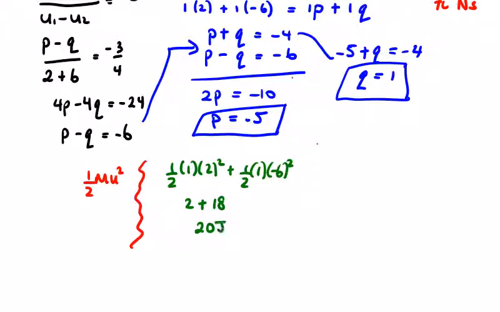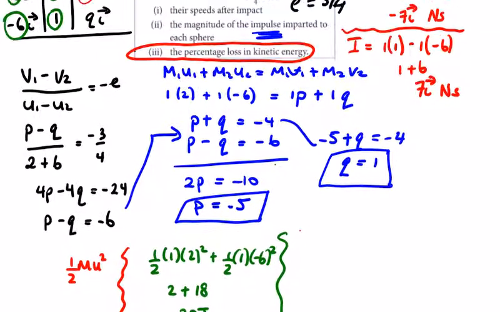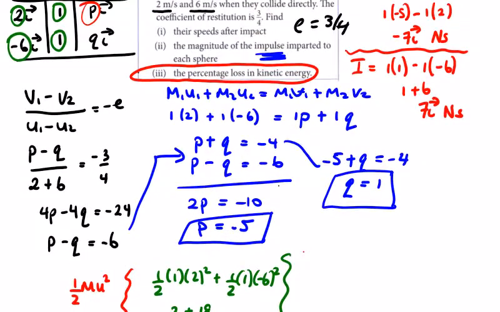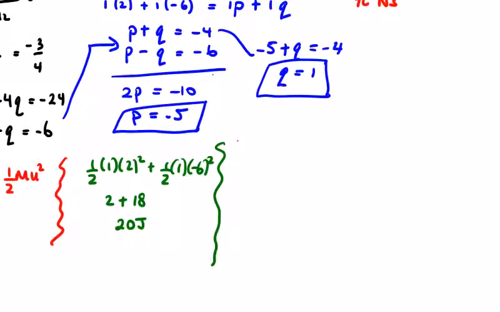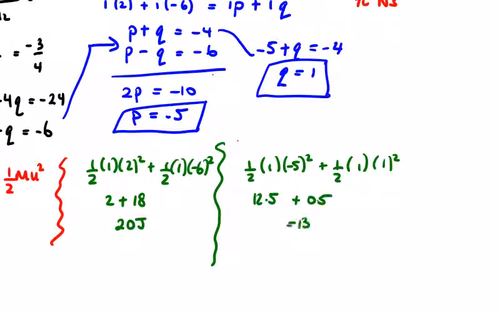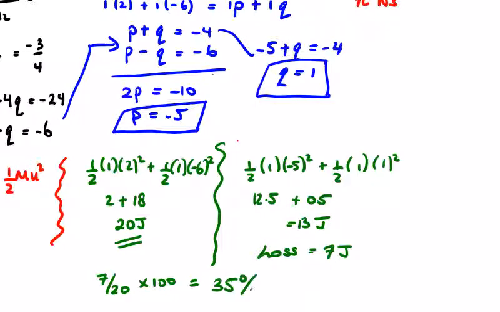So we have 20 joules initially, and then we're going to have our 1 by P. So we've our 1 by 5 and our 1 by Q. So we're half 1 by minus 5 squared, and we have a half 1 by Q, which is 1 squared. So half of 25, 12.5 plus 0.5. So that's 13 joules. So the loss in kinetic energy is 7 joules. It was 20. 7 over 20 by 100 is 35%, as you all know. So that's the percentage loss in kinetic energy.